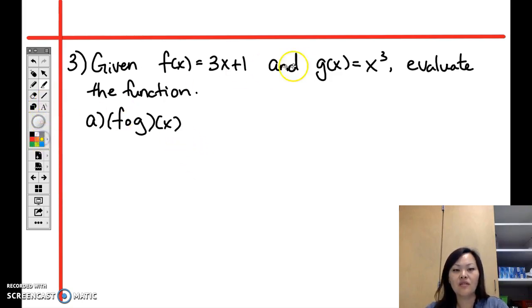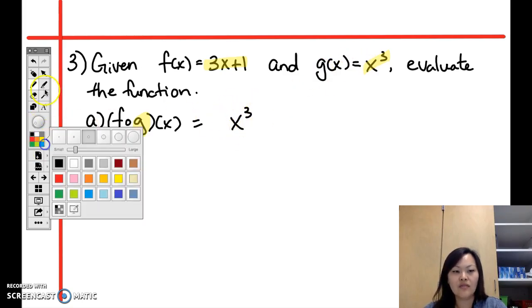So there you go. We have function f of x, which is 3x plus 1, and g of x is x to the third power, and you have to evaluate this function. So you have the composite function right here. So what did I say? First, you gotta start with the g of x. You start with the back. So what is g of x anyway? x to the third power. And then what we're gonna do is we're going to put this one right here, the x to the third power, into the function of f.